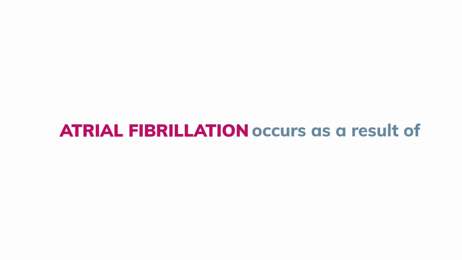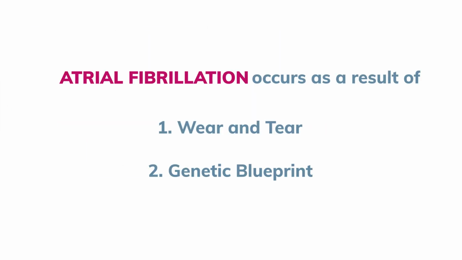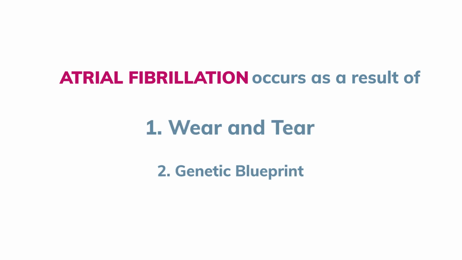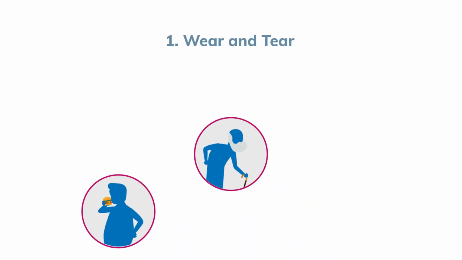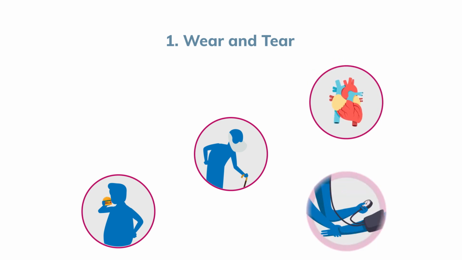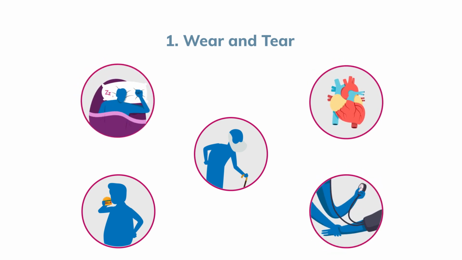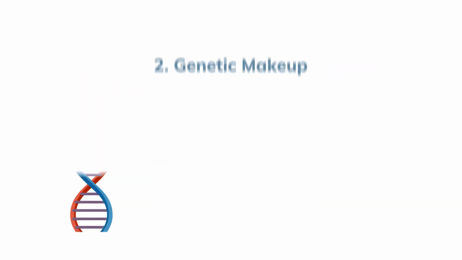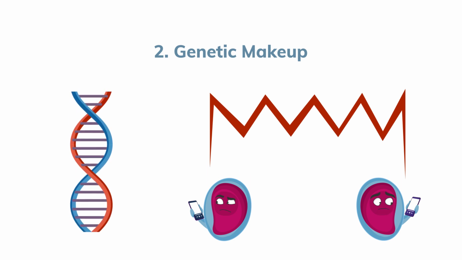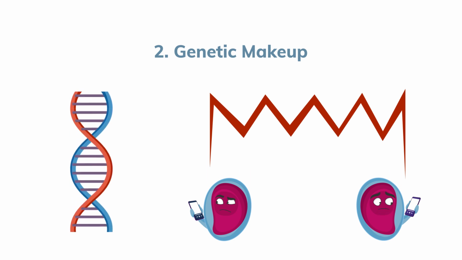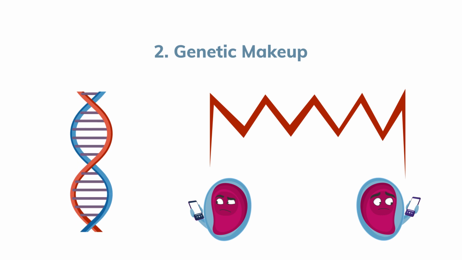Atrial fibrillation occurs as a result of 2 main factors: wear and tear, as well as your genetic blueprint. Wear and tear may be increased by factors such as age, obesity, chronic heart conditions, high blood pressure, and sleep-related breathing abnormalities. Your genetic makeup affects the specific way your heart cells communicate with one another, making some people more susceptible to developing atrial fibrillation.